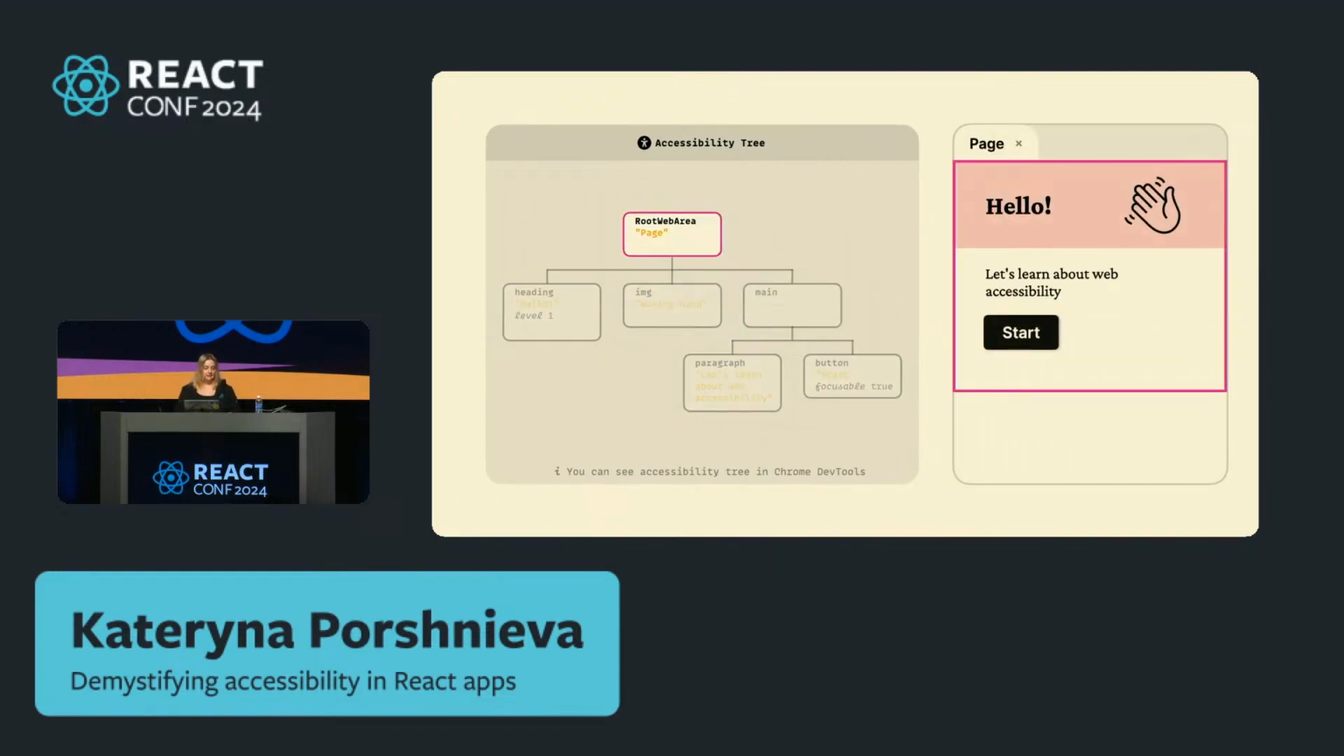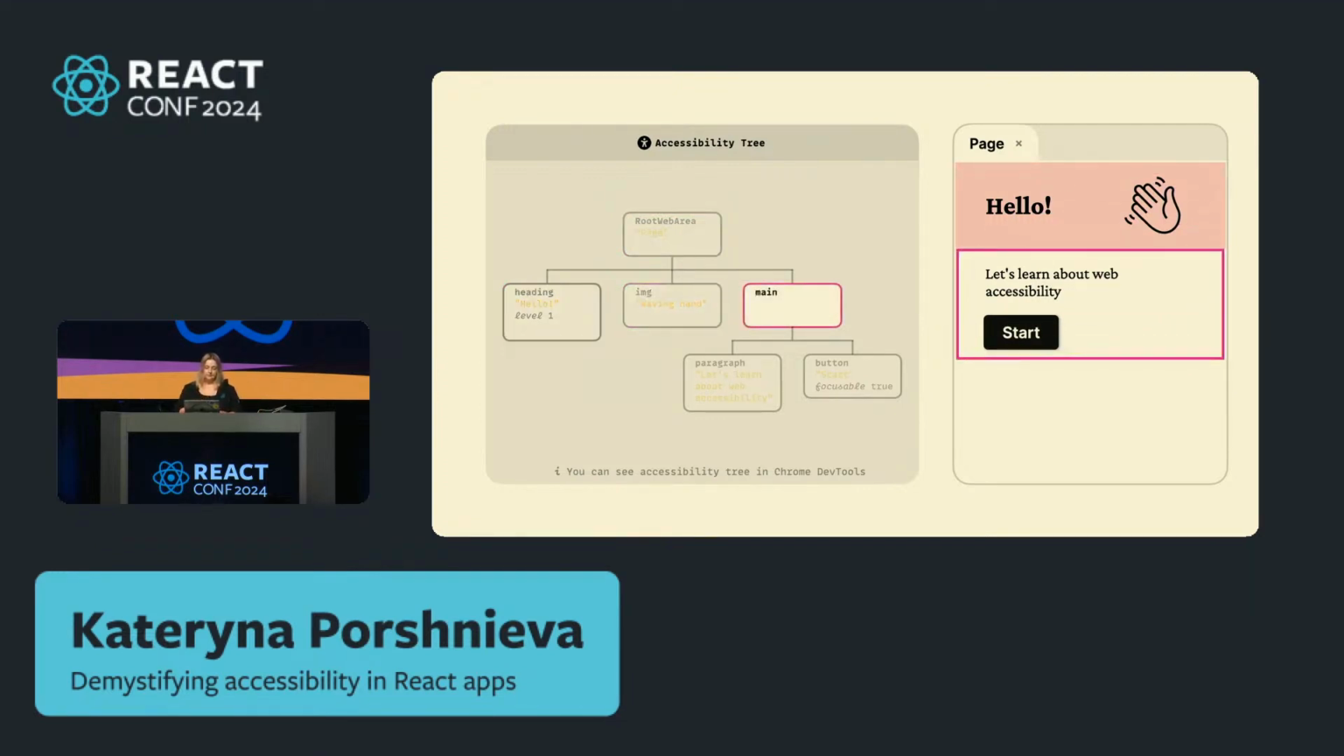Page. Web content. Heading level 1. Hello. Waving hand. Image. Main. Let's learn about accessibility. Start. Button.